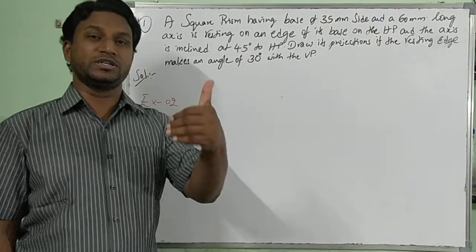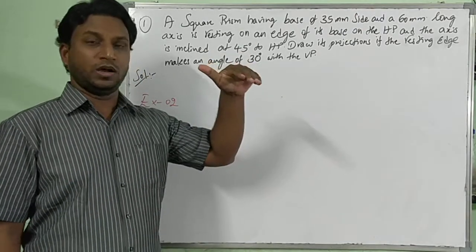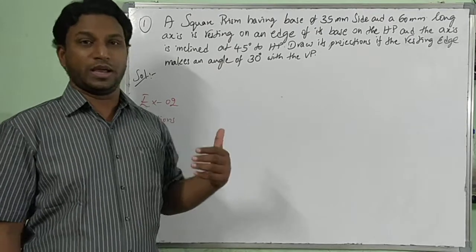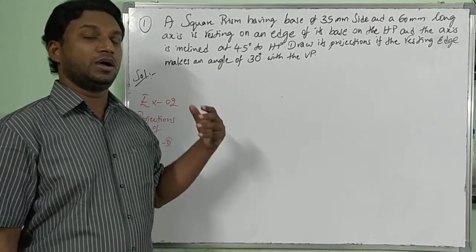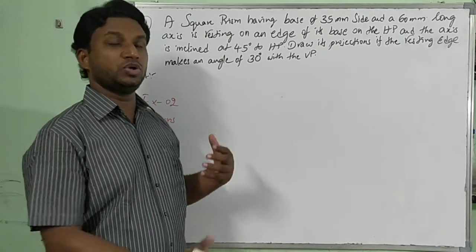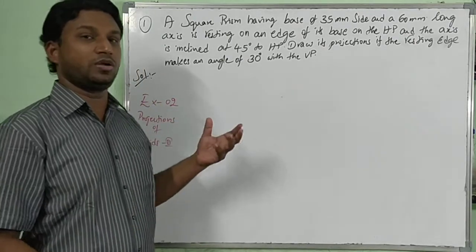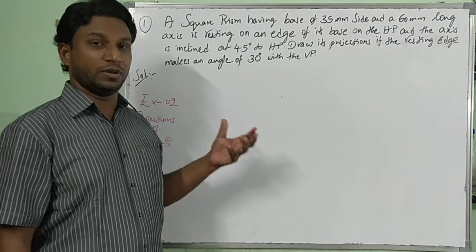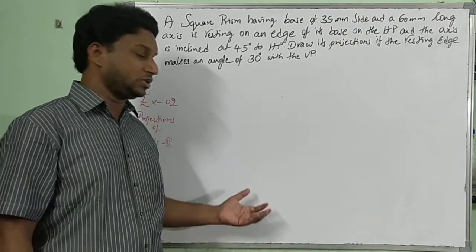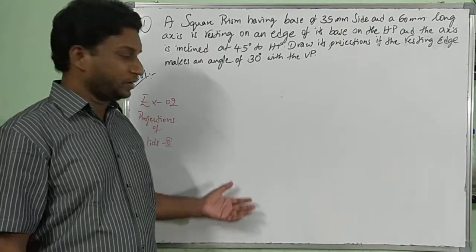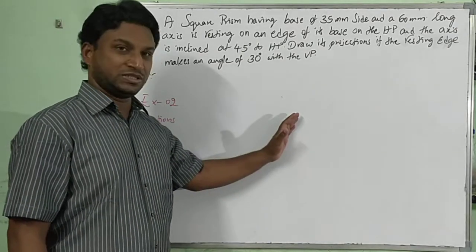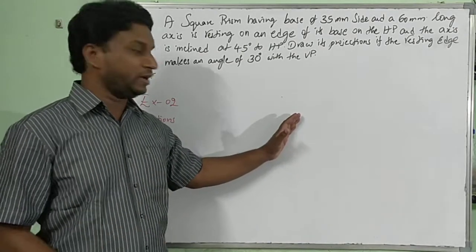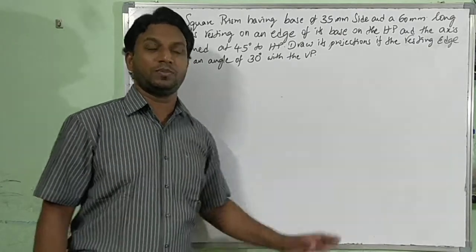Projections is nothing but drawing its front view and top view, which you cannot draw directly. So we have to start initially by making the object into a particular position such that we can draw the true shape of the base in any one of the views as part of stage 1, front view and top view. First, inclination with respect to one plane, second, inclination with respect to the other plane, and finally solving.